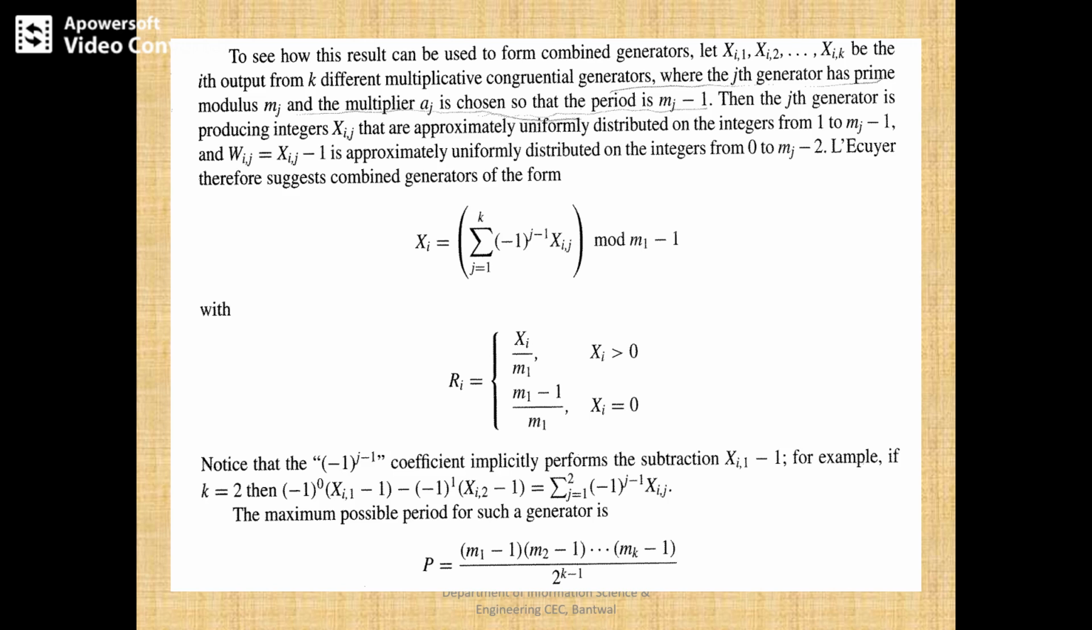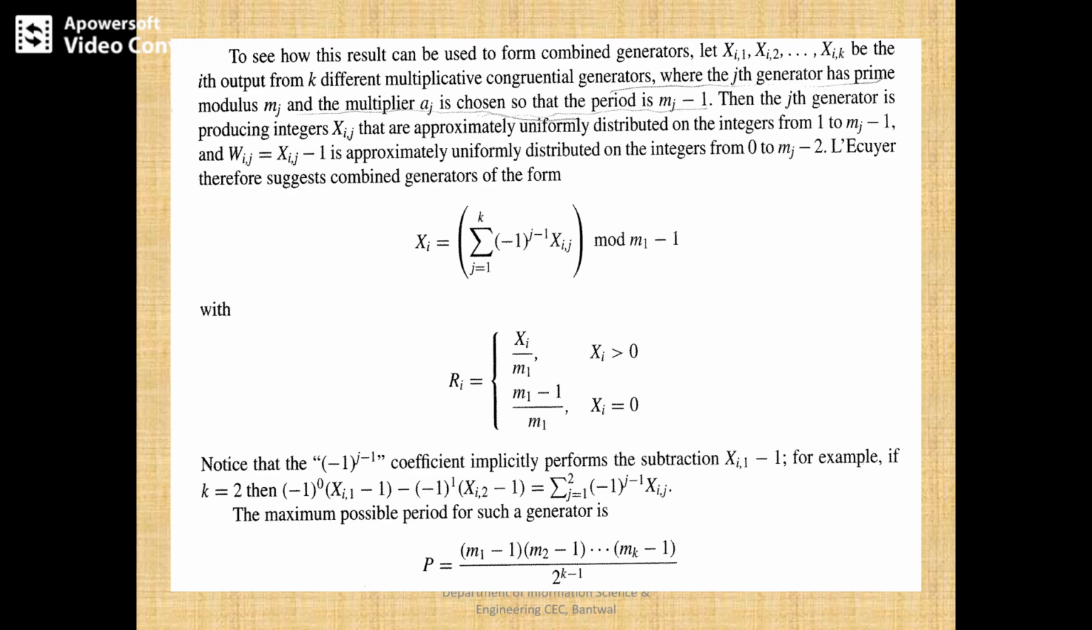So this is just a brief derivation of the combined linear congruential generator. Applications are very few because these calculations are very lengthy.